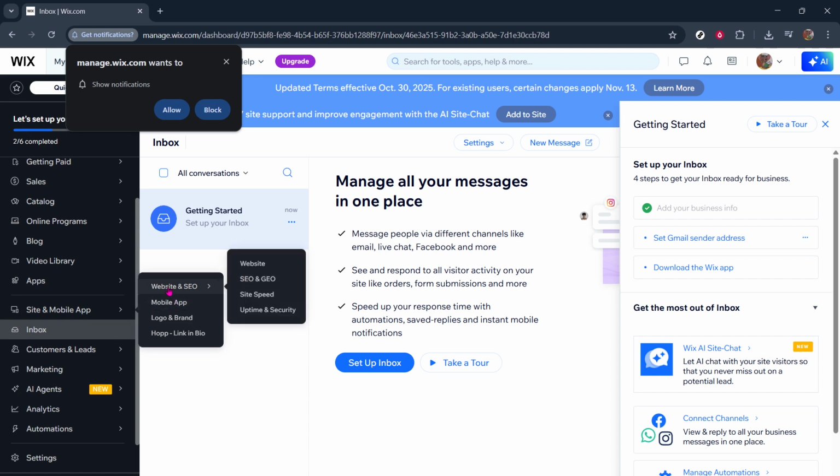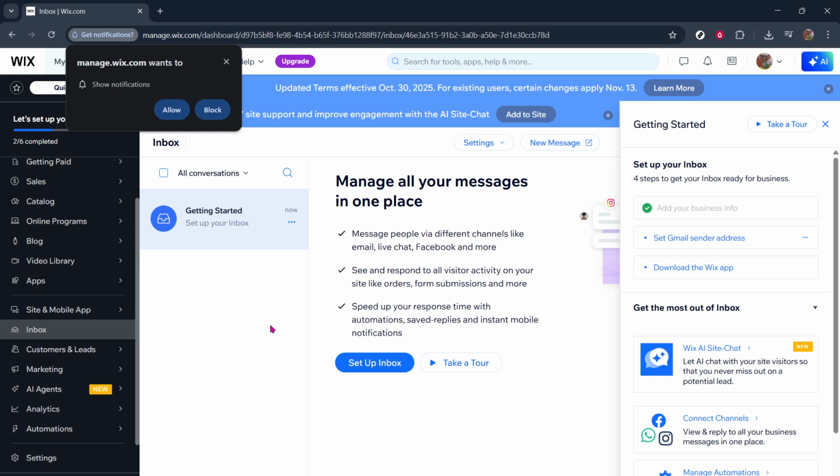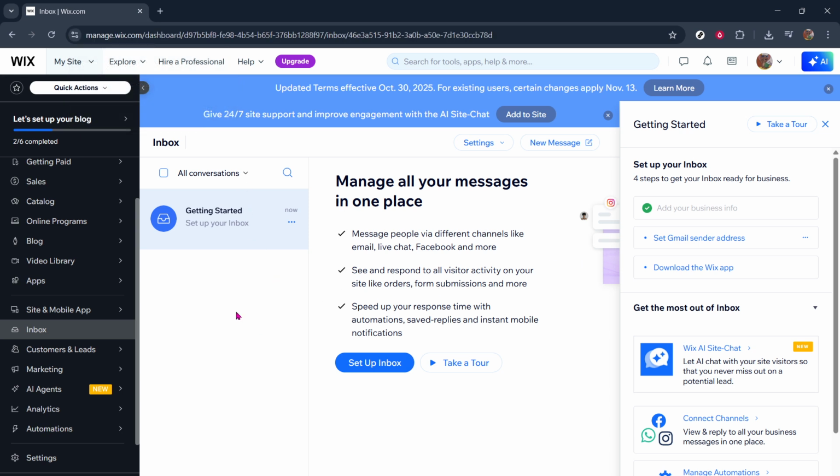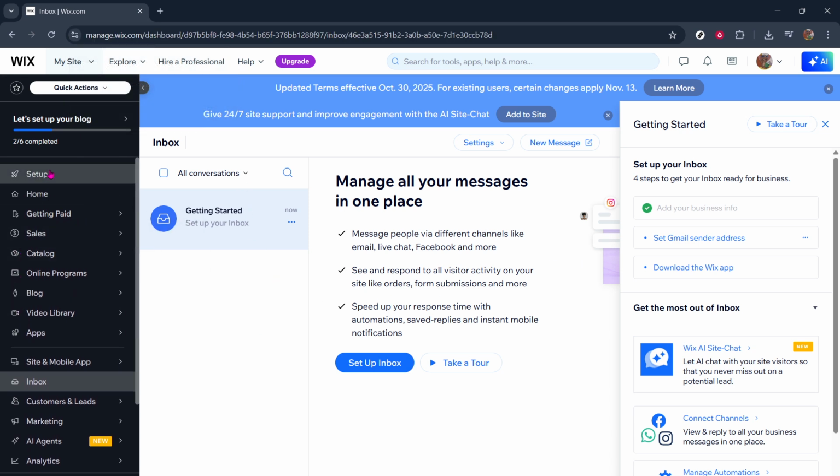By following these steps, your Wix domain is now seamlessly connected to your cPanel hosting. Remember that each of these steps is crucial, and skipping any part might lead to unwanted issues.